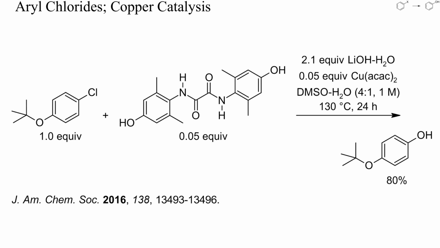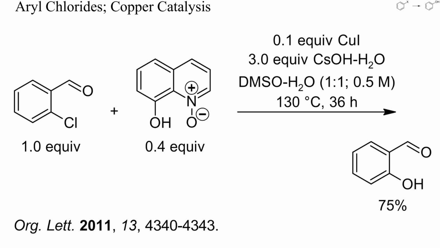The catalytic efficiency of copper can be enhanced with ligands, which maintain the metal in solution and can control electron density and steric accessibility of the metal. Here, an oxalic acid anilide was used in combination with copper acetylacetonate to catalyze the alkaline hydrolysis of 4-tert-butoxychlorobenzene. The expected phenol was obtained in 80% yield.